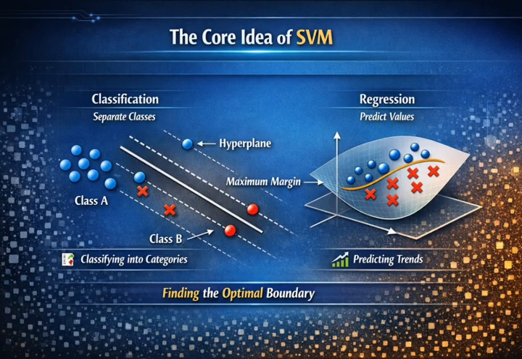The idea of support vector machine is to find a hyperplane that separates data points of different classes. Unlike other classifiers, SVM chooses the hyperplane that maximizes the margin, the distance between the boundary and the nearest data points. These nearest points are called support vectors and they are critical in defining the model.